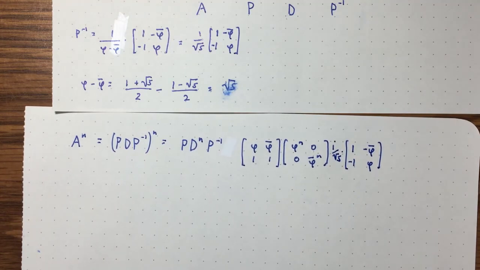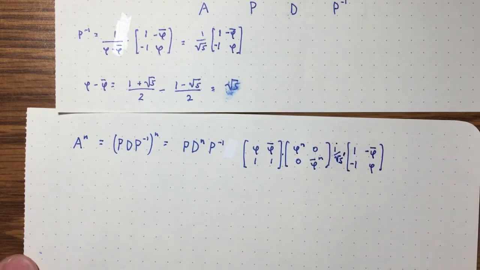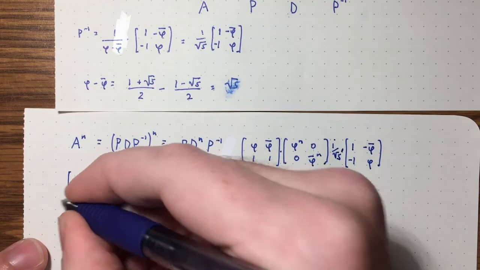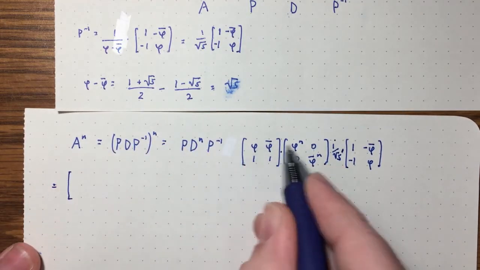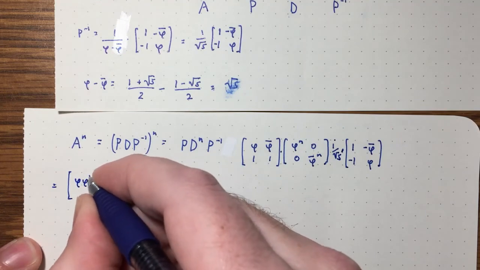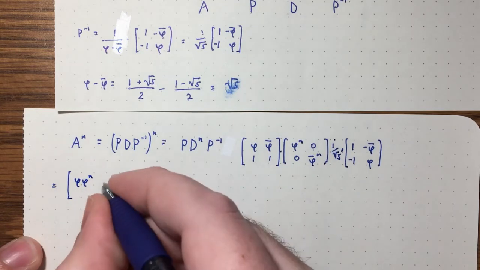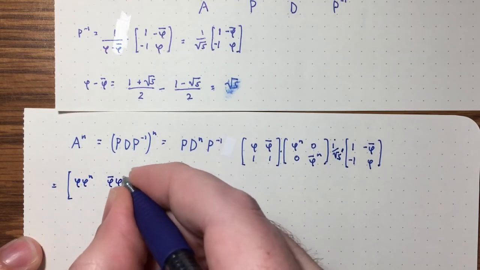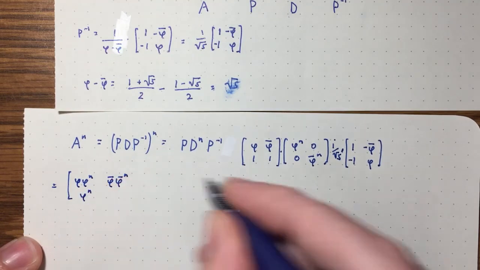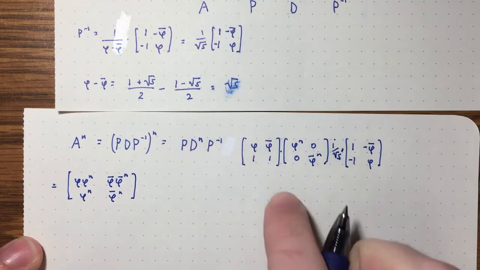Now we just need a top right entry. And notice we're now just multiplying 3 matrices together. So it's going to be a little tedious, but let's just do it. We're going to multiply these matrices together. So this is going to equal, what's this one times that one? It's phi times phi to the n plus 0. And then I have a phi bar times phi bar to the n. And then I have a phi to the n down here, and then I have a phi bar to the n. Okay, that's the product of these first two.